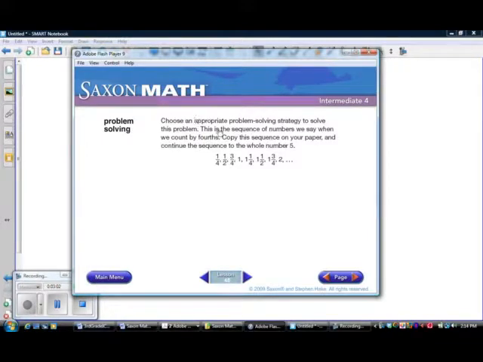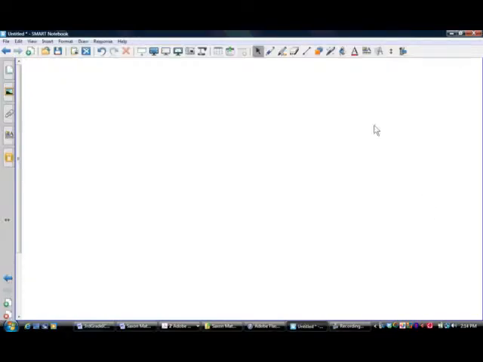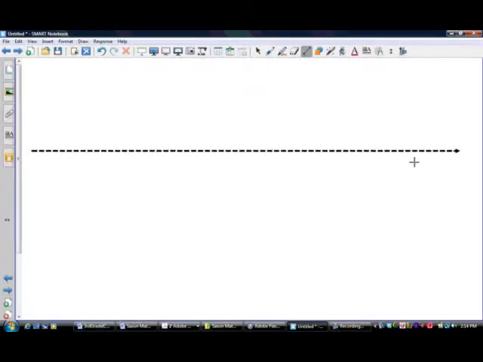All right, problem solving. This is the sequence of numbers we say when we count by fourths. Copy this sequence on your paper and continue the sequence to the whole number 5. And so they started with 1/4. And I'm going to make this look like a number line. And we're going to pretend it goes on forever in the opposite way too. So technically I should draw a little arrow right there. And we are going to start, this is our starting point, and it's said to count by fourths.